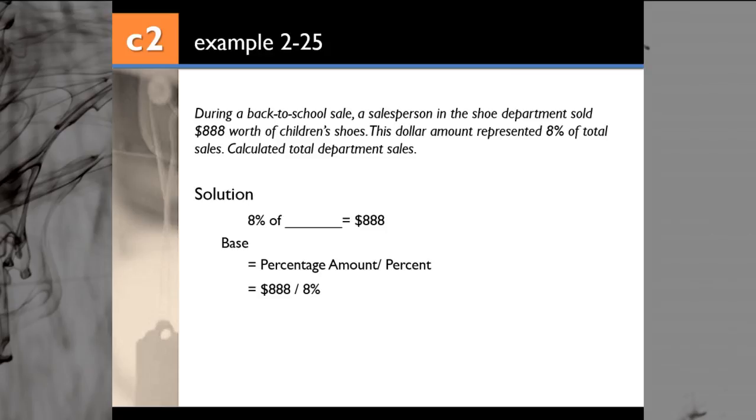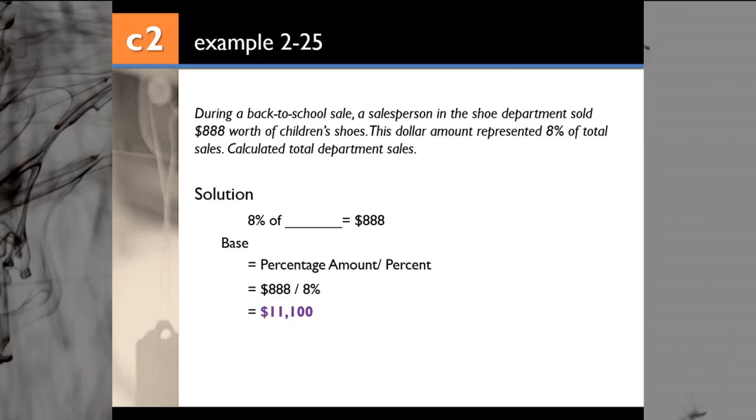In this case, you also have to make sure that it's not 888 divided by 8 or something. It is 888 divided by 0.08. So you need to be able to change this percentage format to the actual number with the decimal point. So that is $11,100. That means that your total sales was 11,100, and out of these, 8% were from where? Children's shoes, and that amount is $888.